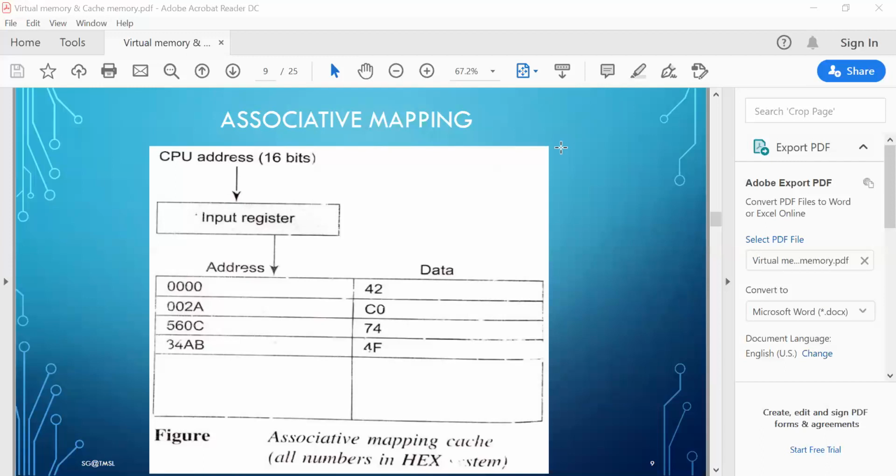If the cache is full, replacement is needed. If it is empty, meaning more than enough space is available, then there is no need to eliminate the old data. So old data must be there as well as the new data. Okay, so this is the associative mapping.